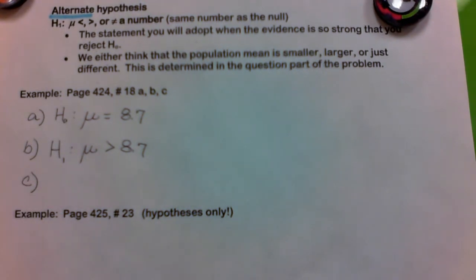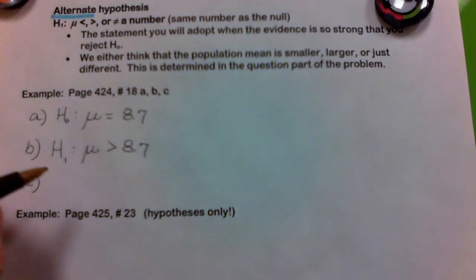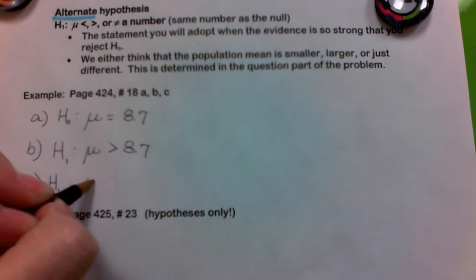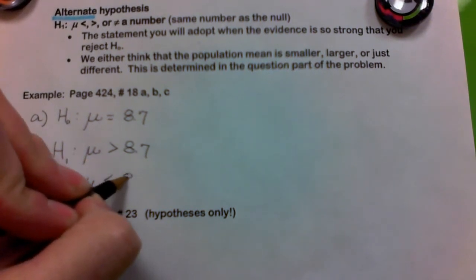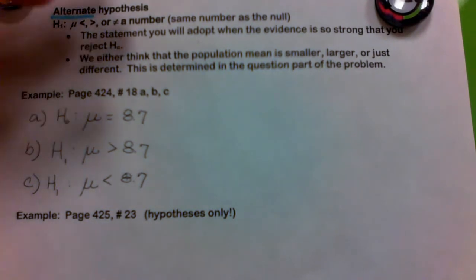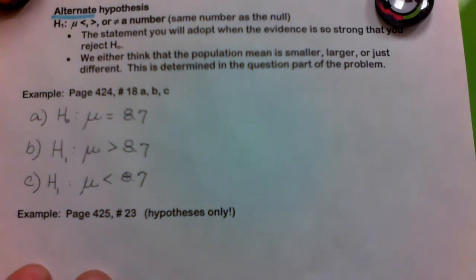And then we're going to look at C, and it reads, suppose you made an engine modification and you think the average time to accelerate from 0 to 60 miles per hour is reduced. So our alternate in that case is we're saying that we think the time is reduced, or less than 8.7 seconds.